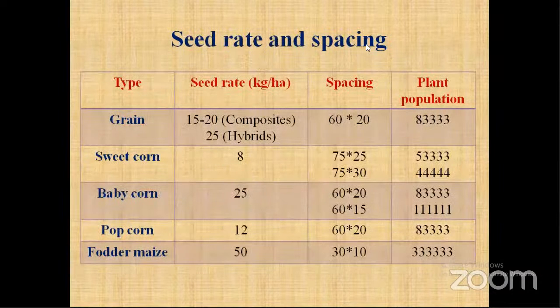Here we can see in this table the seed rate and spacing of different types of corn. This first one is normal maize. It is grown for grain purpose. Seed rate of composite varieties is around 15 to 20 kg per hectare. For hybrid, seed rate is 25 kg per hectare. Nowadays farmers are growing only these hybrids because they are high yielding, and spacing is 16 to 20 centimeters. So plant population is around 83,000 plants per hectare.